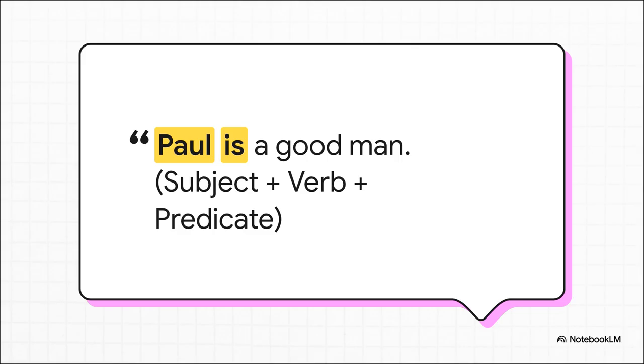Let's look at a real example. Paul is a good man. So who are we talking about? Paul. That's our subject. What's the action or state of being? Is. That's our verb. And what is he? A good man. That part functions as the object, telling us more about Paul. See? A perfect, simple blueprint in action.